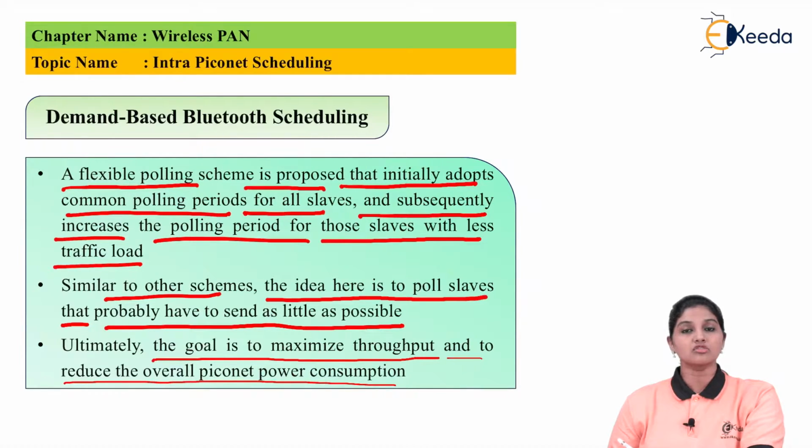So basically, in case of all the types of algorithms, the main goal achieved is to provide the maximum throughput, that means the maximum output data transmission rate, and to reduce the power consumption of the Piconet, so that if the devices used in the Piconet are portable or battery operated, then they can work for a longer period of time and increase the battery life for years.